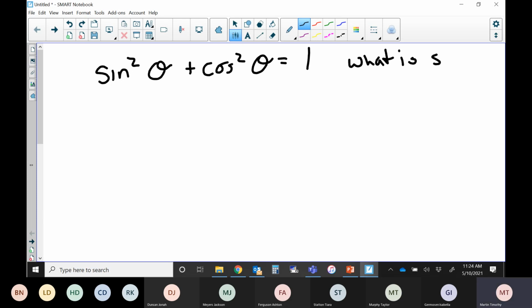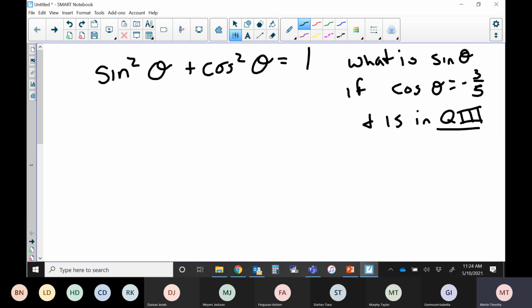An identity I need you to know. The sine squared theta plus the cosine squared theta is actually equal to 1. So my question for you is, what is sine theta if cosine theta equals -3/5 and is in quadrant 3? We'll talk about this part at the end. We'll see where this comes into play at the end.